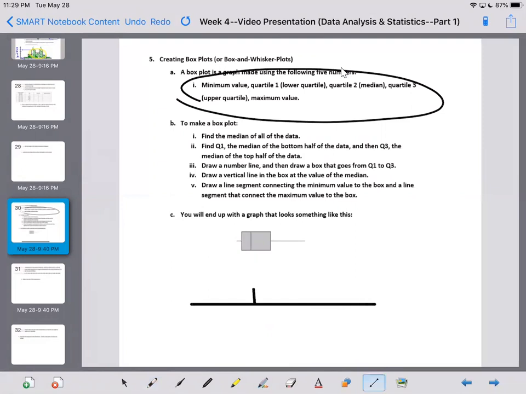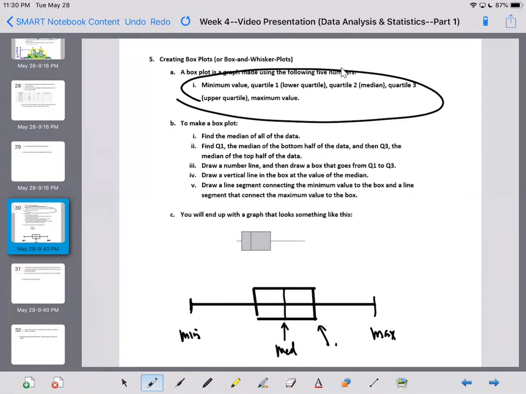So if we're thinking about our box and whisker, there's your minimum, there's your maximum point, there's your median of the entire data set, which is right here. This is what we call Q3. This is what we call Q1. Here is 25% of the data. Here's another 25% of the data. So what's left over? Well, that would be the 50%. So 50% is going to be inside the box.